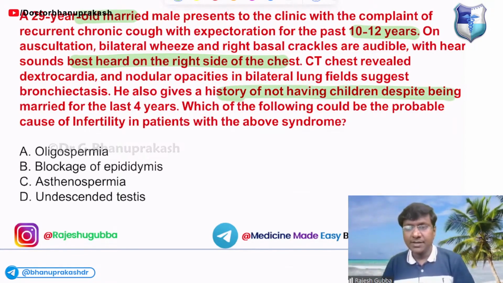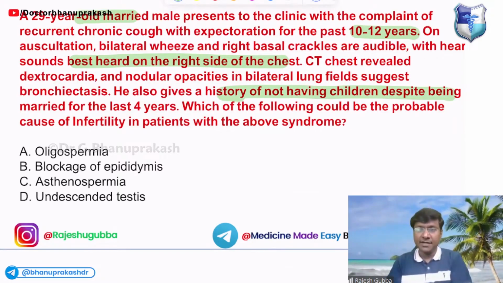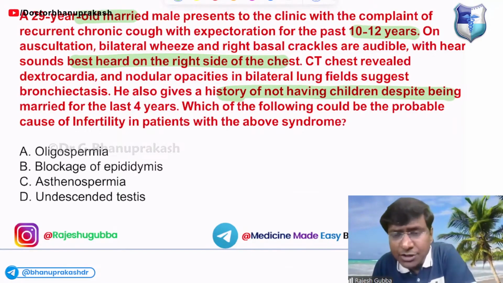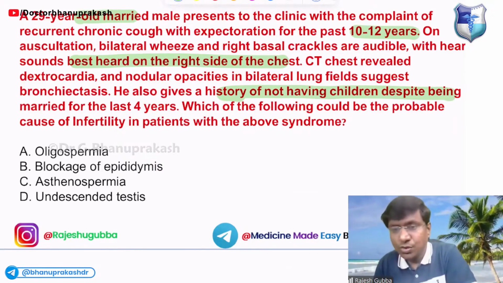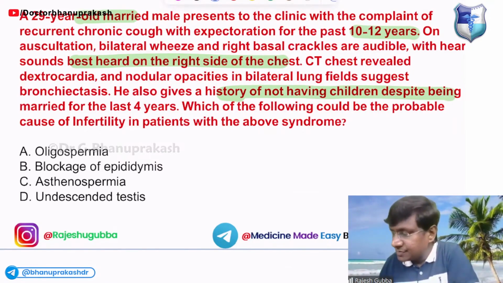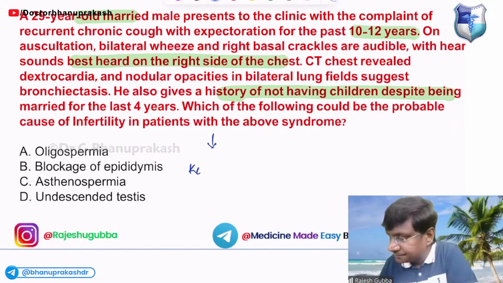Which of the following could be the possible cause of the infertility in patients with the above syndrome? Oligospermia, blockage of epididymis, asthenospermia, undescended testis. Yes, anyone? Yeah, so very good, Rishi Gautam. So the diagnosis in this patient is Kartagener syndrome, right? So the diagnosis will be Kartagener syndrome.